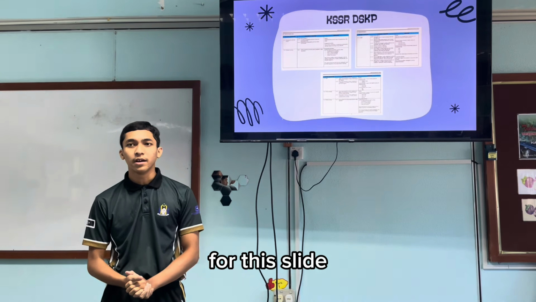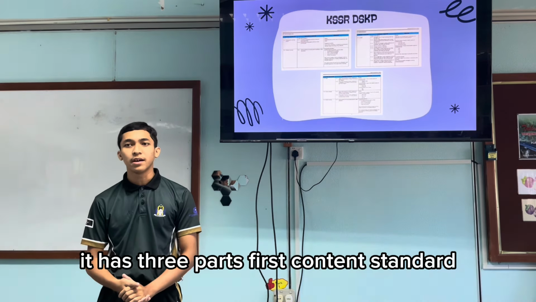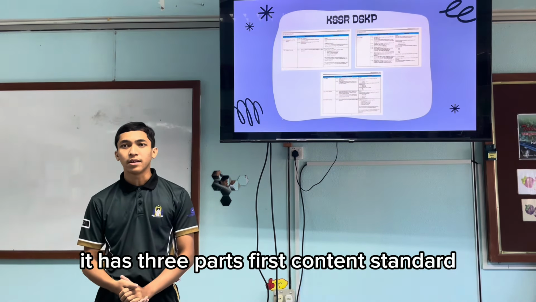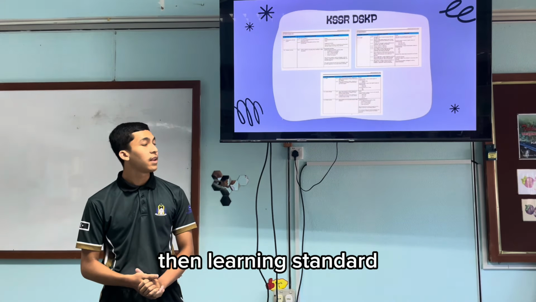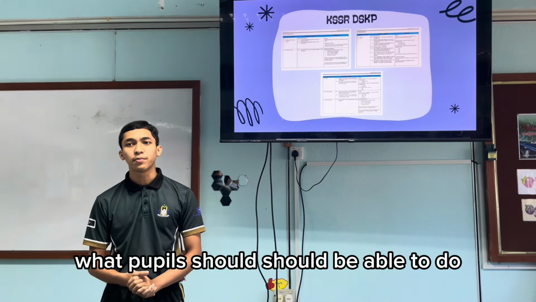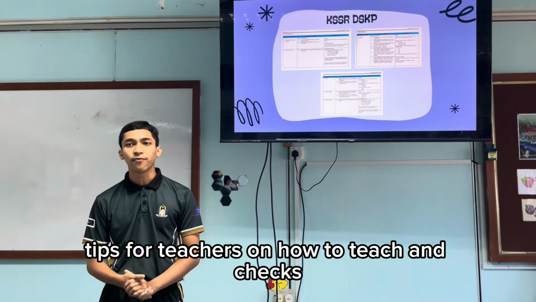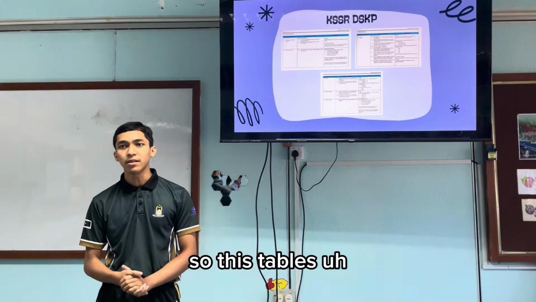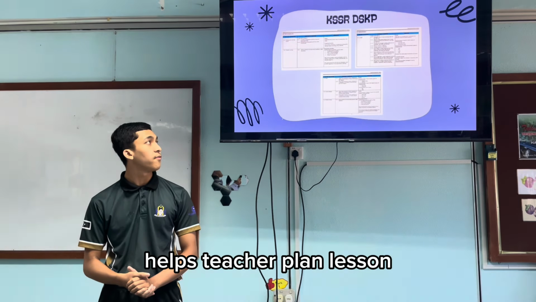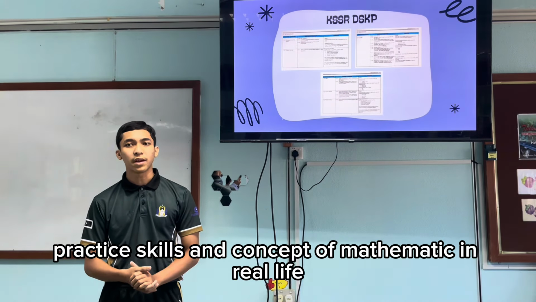Okay, this slide shows the SKP for primary school mathematics. It has three parts. First, content standard. It's what pupils need to learn. Then learning standard, what pupils should be able to do, and lastly is remarks, tips for teachers on how to teach and test understanding. So these tables help teachers plan lessons for pupils. So pupils understand concept, practice skills, and use mathematics in real life.